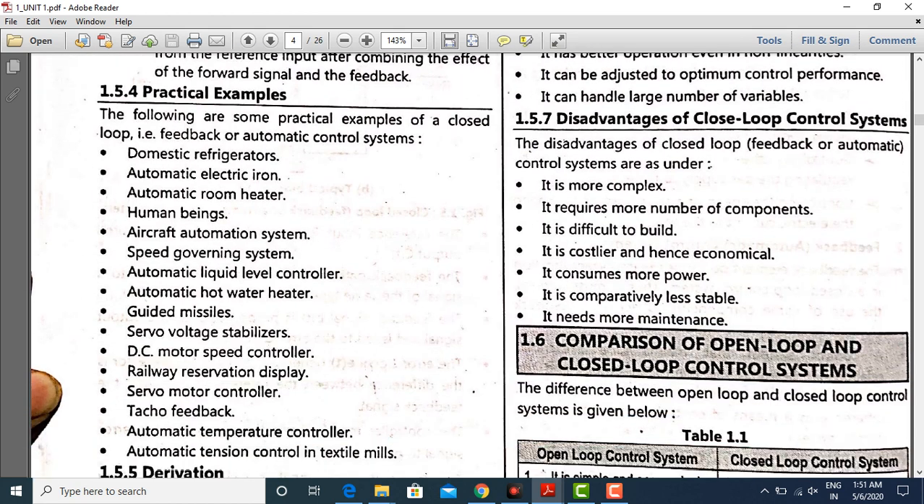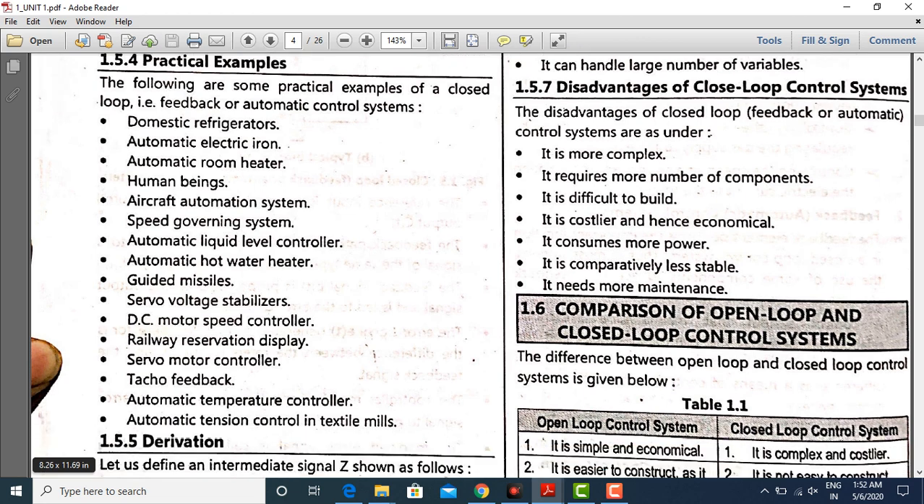we can take the practical examples of the closed loop control system, that is feedback control system. Domestic refrigerators, automatic electric iron, automatic room heater, human beings, aircraft automation system, speed governing system, automatic liquid level controller, automatic hot water heater, guided missiles, servo voltage stabilizers, DC motor speed controller, railway reservation display, servo motor controller, tacho feedback, automatic temperature controller, automatic tension control in the textile mills.